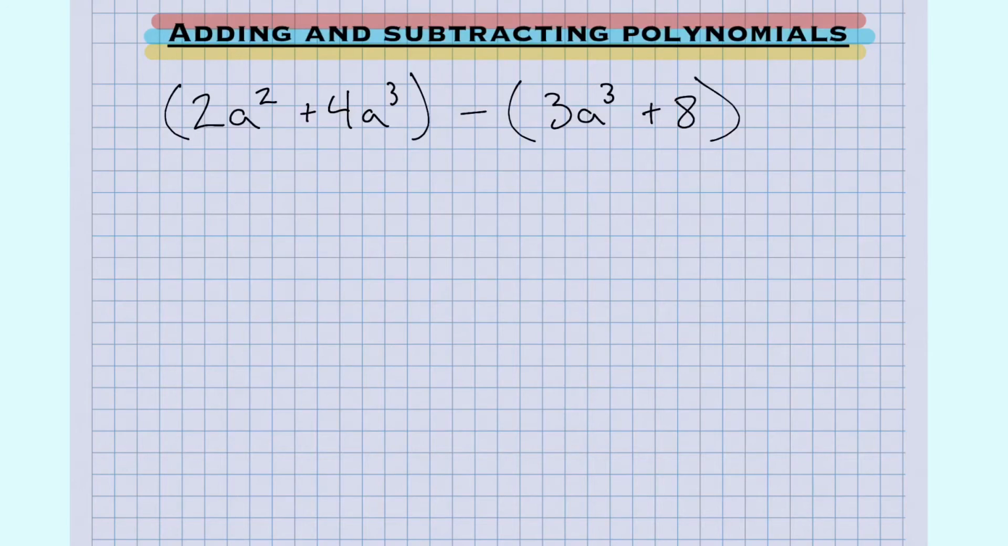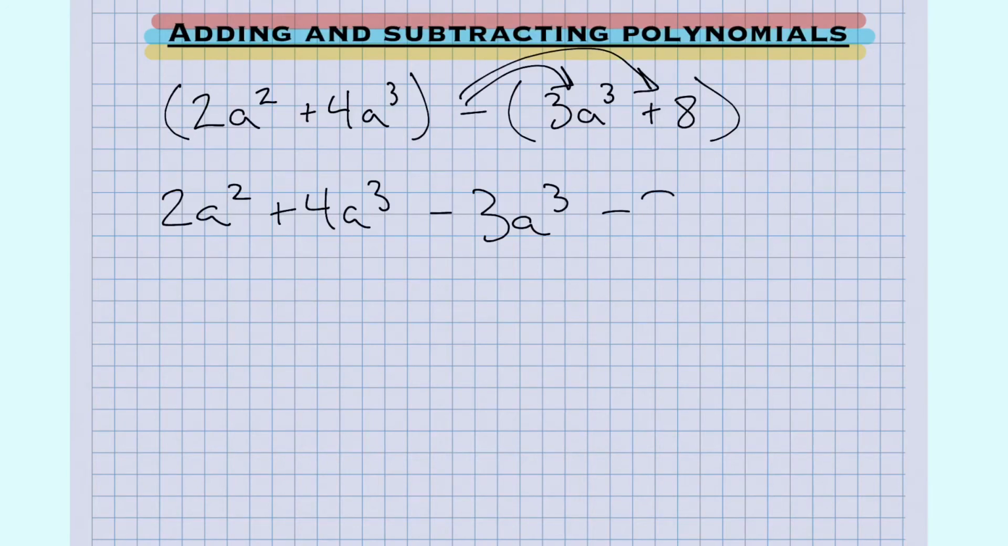When you distribute a negative sign, it just changes the sign of everything inside. Whatever's positive turns to a negative, and whatever's negative turns to a positive. So here's what we have: 2a squared plus 4a cubed minus 3a cubed, that's that one, minus 8.